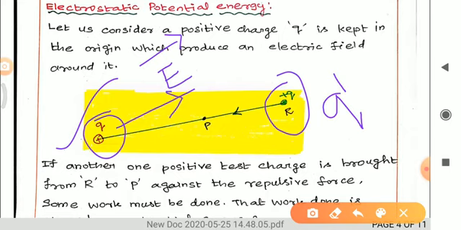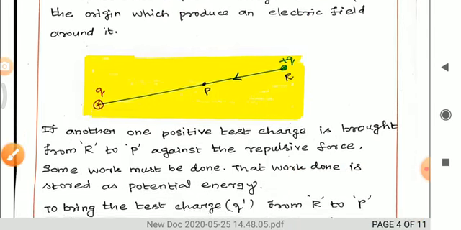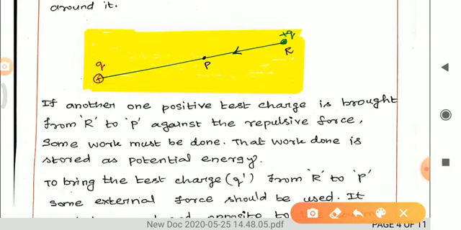Now if the test charge is moved towards the source charge, what will happen? The source charge is positive and the test charge is also positive, so according to Coulomb's law of electrostatics, like charges repel each other. If the initial point is R, the test charge q dash is placed at the point R and is then brought to a new point P. To move this distance, some amount of work has to be done, and this work will be stored as potential energy.